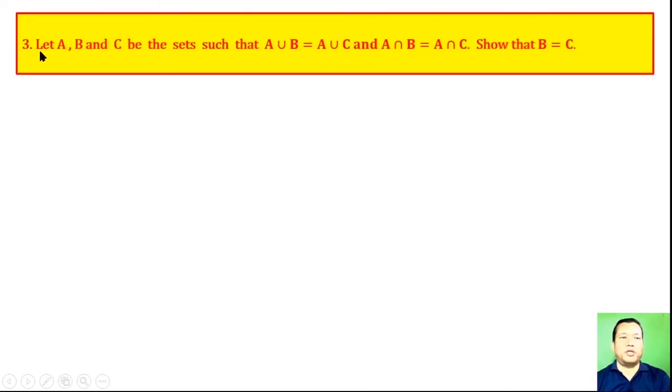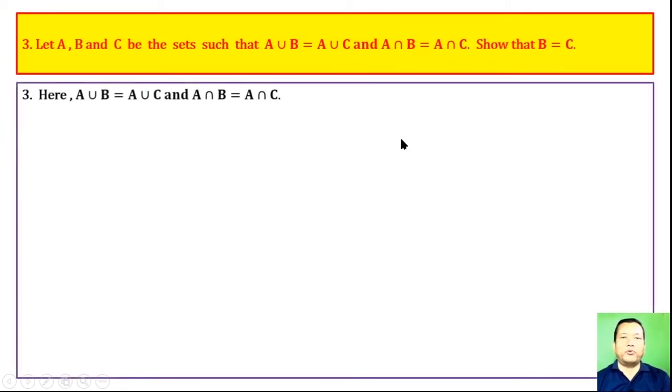Question number 3. Let A, B, and C be sets such that A union B is equal to A union C, and A intersection B is equal to A intersection C. These two conditions are given, so that B equals C. Let us prove. We have to show that B is equal to C.